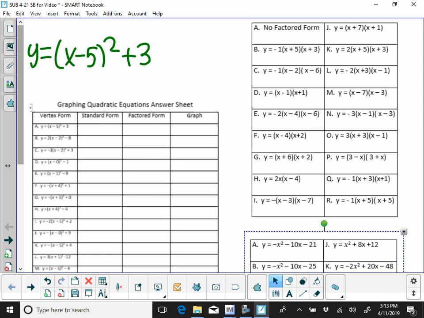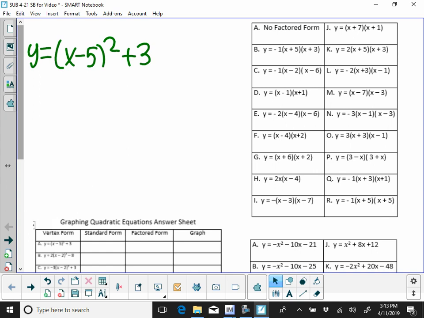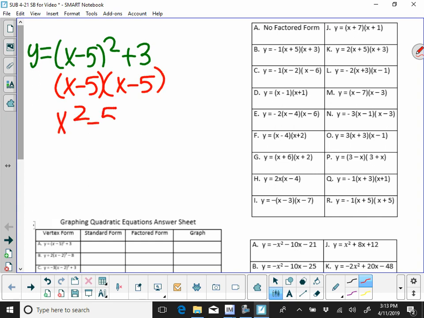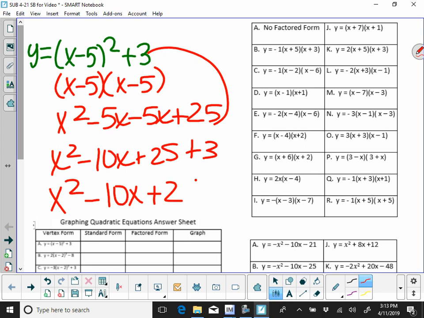Okay, so what I'm going to do is I'm going to take this vertex form, which I've written above here. So let me move this down for a minute and go back up here so I can work. Okay, and we're going to work it out. That's going to give me x squared minus 10x plus 25. Okay, don't forget your plus 3. So our standard form here should be x squared minus 10x plus 28.